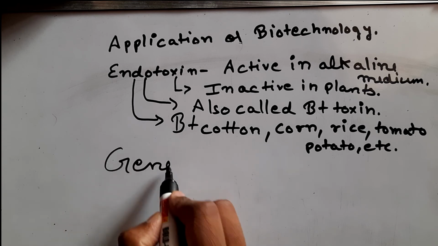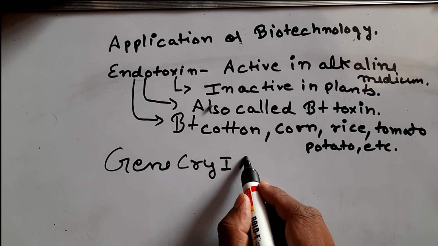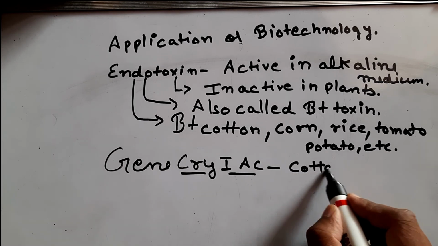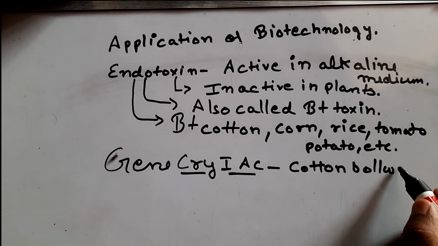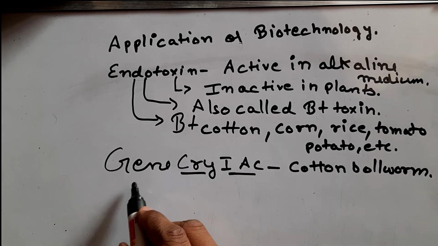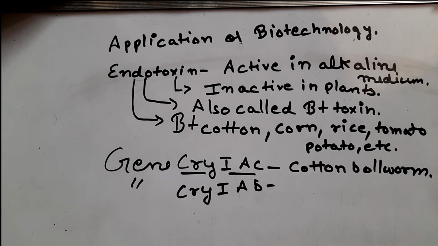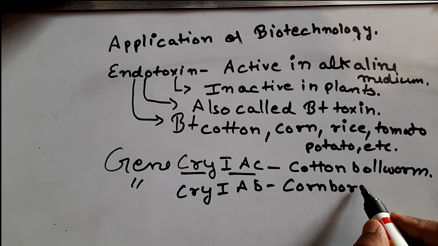Now we are going to study about genes which produce endotoxin or toxins for other insects. For this we know the Cry1Ac gene, which is for cotton bollworm, and again the Cry1Ab gene, that means this is for corn borer. So these two are also important points with respect to the exams. These two can be asked in exams too.